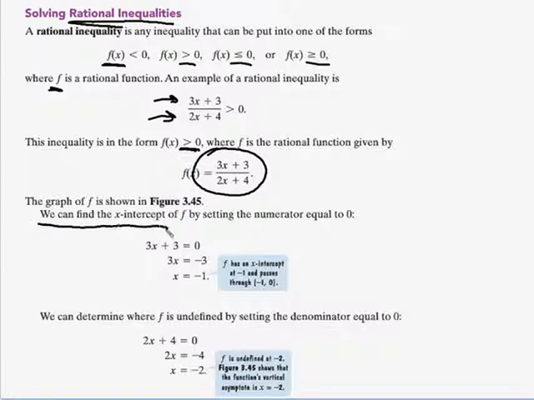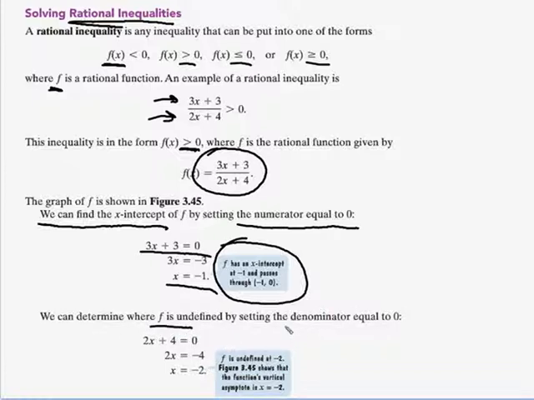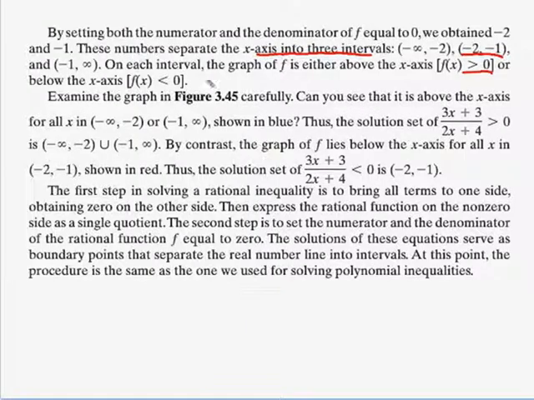We can find the x-intercept of a rational function by setting the numerator to 0. So we set that 3x plus 3 equal to 0, and we do a little algebra and find x is negative 1. So that's our x-intercept. That will be one of our boundary points. Another boundary point would be any vertical asymptotes, where f is undefined, which we find by setting the denominator equal to 0. If we set 2x plus 4 equal to 0 and solve, we get x is negative 2. It's not an x-intercept, but it is another chopping up of our domain, our x-axis, into intervals. So we have a negative 1 and a negative 2.